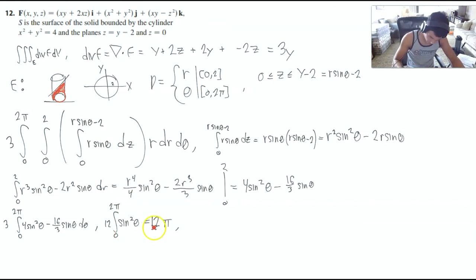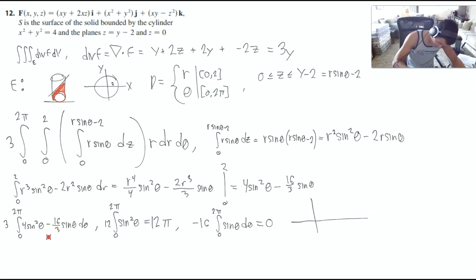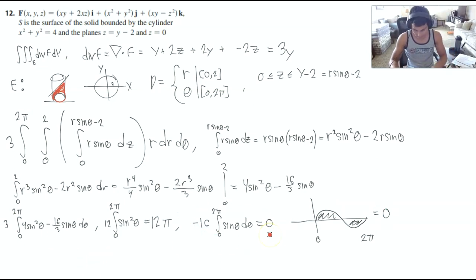Okay, next one we got. We have the integral from, so 3 times 1/3 is 1. So we have negative 16, 2 pi to 0, sine theta d theta. And if you guys don't believe me when I say this is equal to 0, I'll draw it out. We have sine, which looks like this, right? And this is from 0 to 2 pi. And the area over here is equal to the area over here. Thus, the area under the curve is equal to 0. So this is 0. Okay.